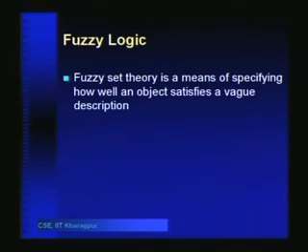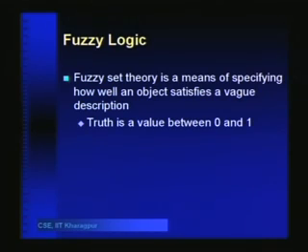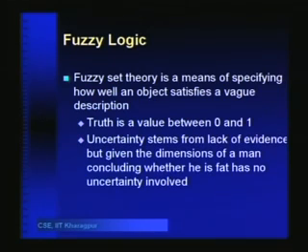we deal with fuzzy set theory, which is a means of specifying how well an object satisfies a vague description. Truth is a value between 0 and 1. Uncertainty stems from lack of evidence, but given the dimensions of a man, concluding whether he is fat has no uncertainty involved, but it has fuzziness involved, right. So, if you have the dimensions of the person, then there is no uncertainty about that person's being fat or not. It is only about how fat we are going to rate him, right.